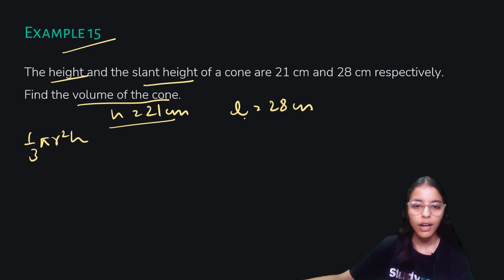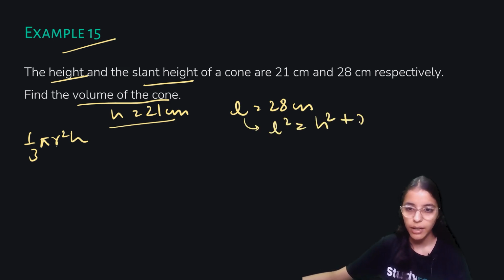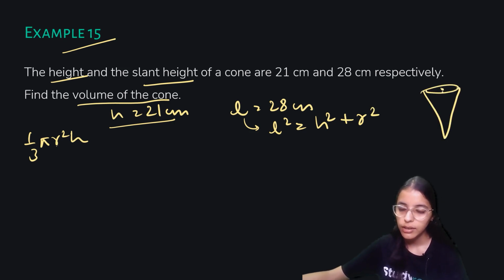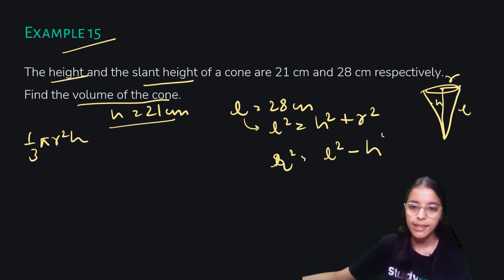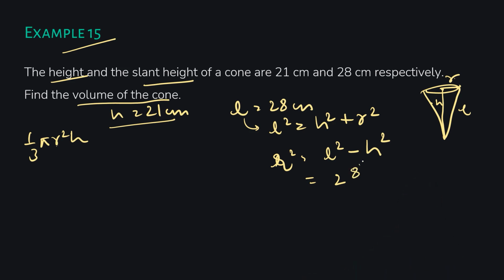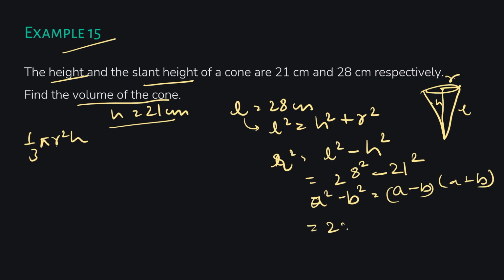We know that L square is given as h square plus r square, right? Because this is our cone, this is our h, this is our r. So L square is h square plus r square, so r square is equal to L square minus h square. Our h is given as 21 and our L is given as 28. So 28 square minus 21 square. We can use the property a square minus b square equals a minus b into a plus b. So we write 28 minus 21 and 28 plus 21, and we get 7 into 49, which is equal to r squared.